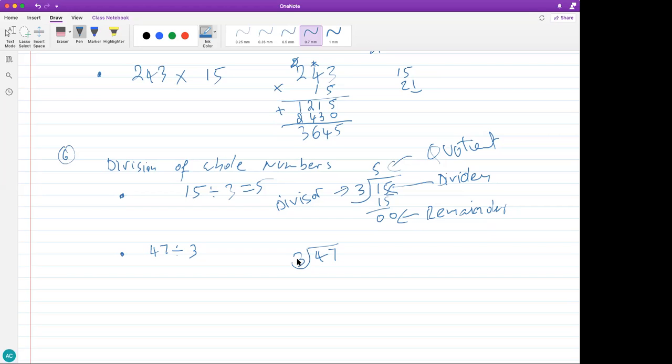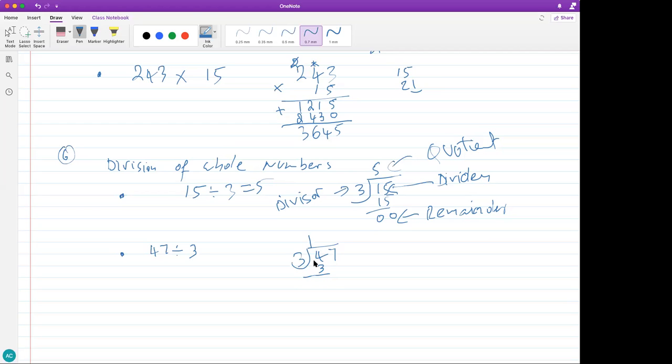Again, if you have one digit here, try to do it into one digit here. If not, then you try the whole thing. So does 3 go into 4? Yes. How many times? 1. So we're going to do 1 times 3, which is 3. We're going to put that under the 4, not under the 7. We're only using the 4 for now. We're not using the 7 yet.